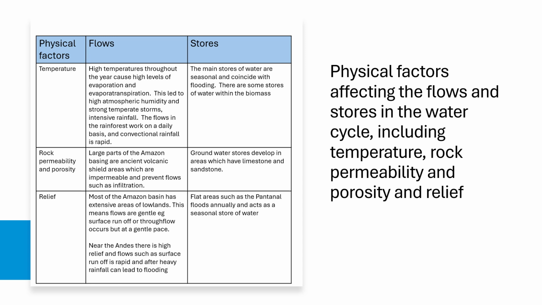The geology, the rock permeability, the porosity, does play an important part. If we're looking at the Amazon, there's quite a lot of impermeable geology in the area, which ties into high levels of surface runoff, so therefore greater flows. Some areas don't have that, some have more permeable geology, limestone and sandstone, which has greater porosity and water can flow through it a little bit quicker, but there are large parts which are impermeable.